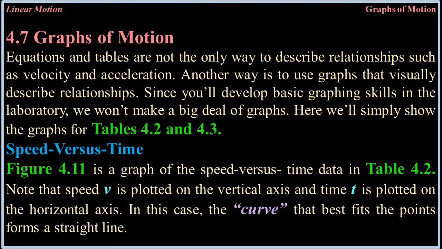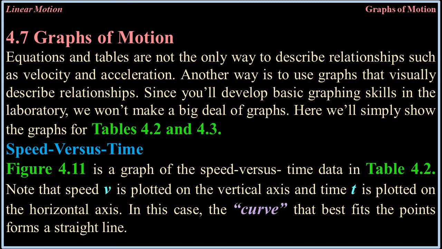4.7, graphs of motion. Equations and tables are not the only way to describe relationships such as velocity and acceleration. Another way is to use graphs that visually describe relationships. Since you'll develop basic graphing skills in the laboratory, we won't make a big deal of graphs. Here, we'll simply show the graphs for Tables 4.2 and 4.3, speed versus time.